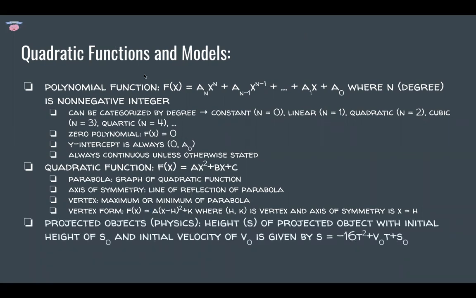So an application of quadratic functions is projected objects. And this is a physics application. We've talked about geometry and we've talked about, I don't know, mixtures, motion. That's also physics technically. But yeah, projected objects. The height, which is labeled with s, I know that's misleading. It should be h. Physicists are weird. The height of a projected object with initial height of s sub 0 and initial velocity of v sub 0 is given by s is equal to negative 16t squared plus v sub 0 t plus s sub 0.